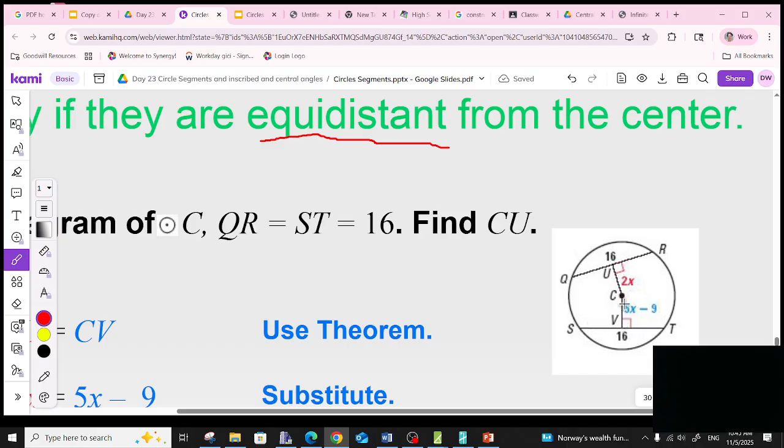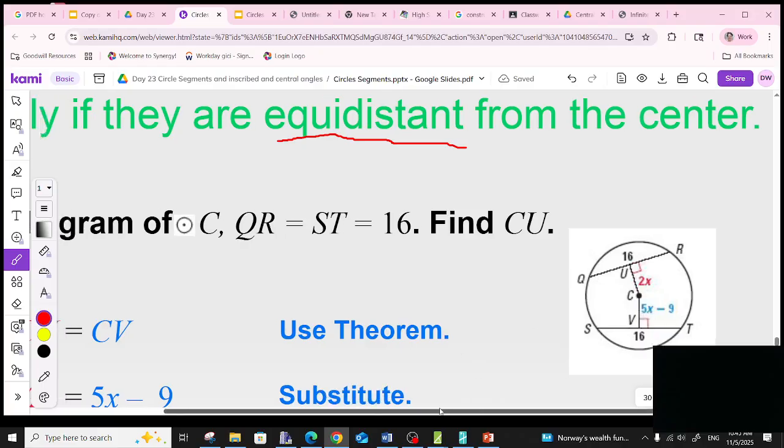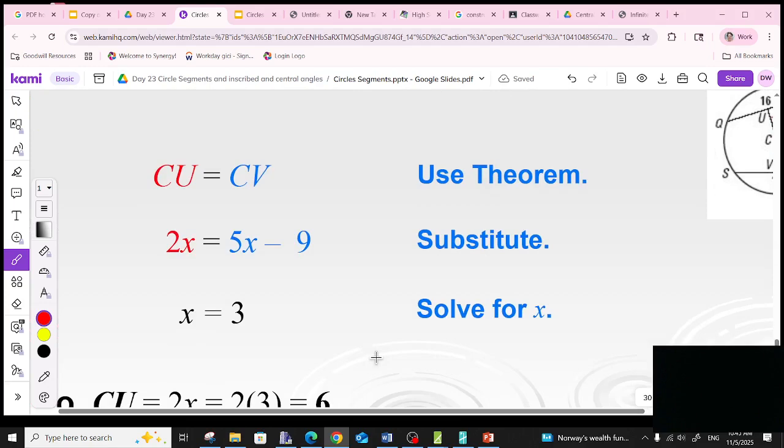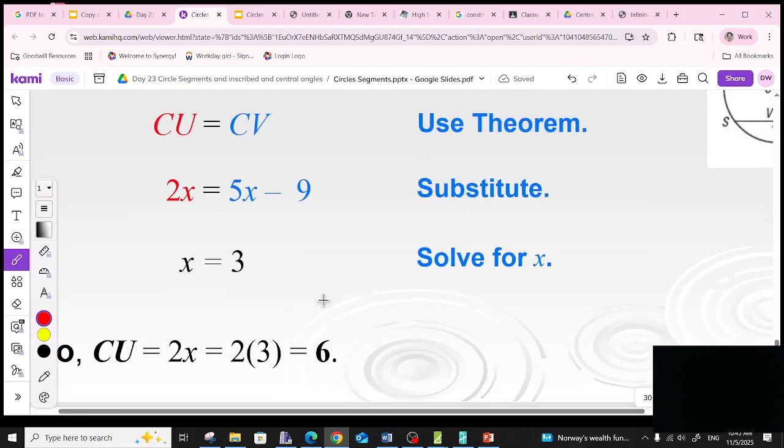So to find CU, you would set 2x equal to 5x minus 9. You would solve for x. You would get 3, and then you just substitute in to find CU, which is 6.